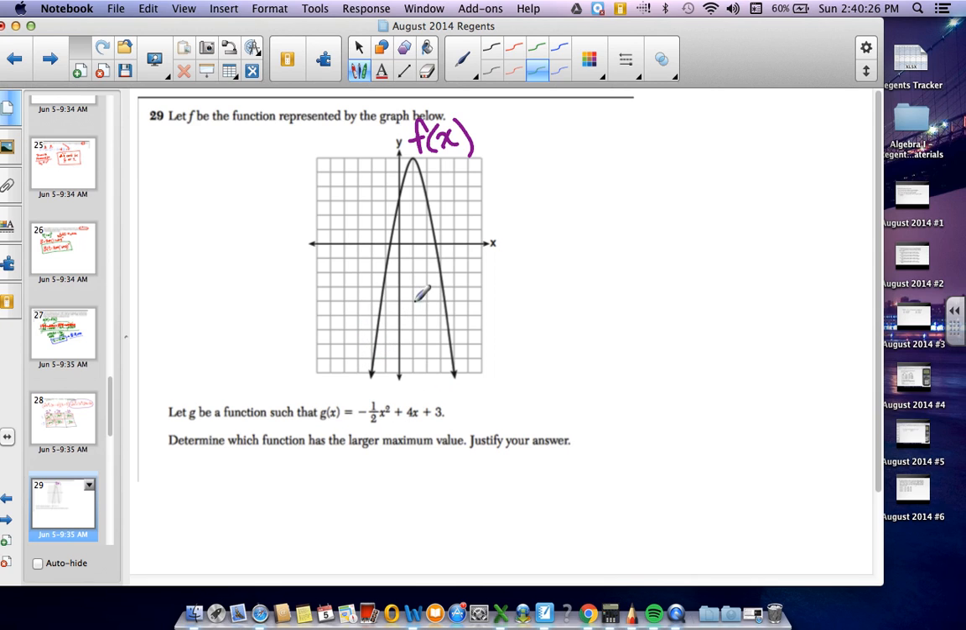Which one has a larger maximum value? And we want to justify our answer. In other words, this phrase right here just means we can't just say g of x and circle it. They're not going to award us any points for guessing here. They want us to show our work.